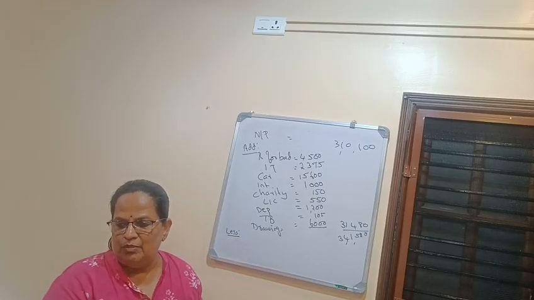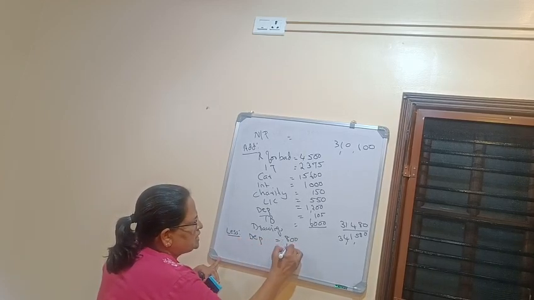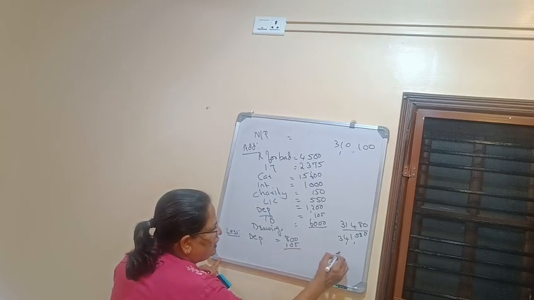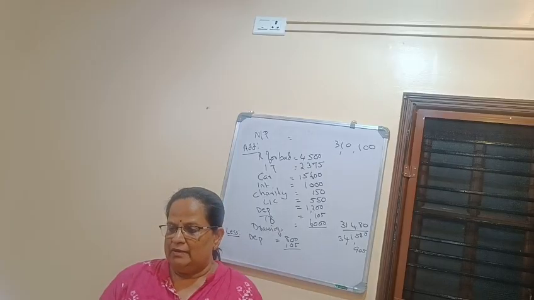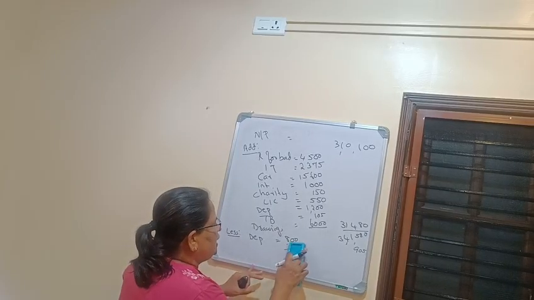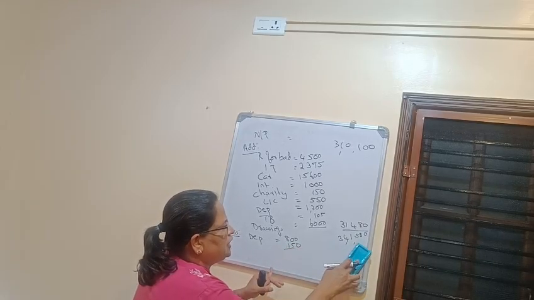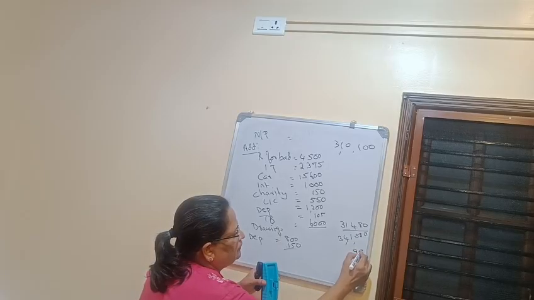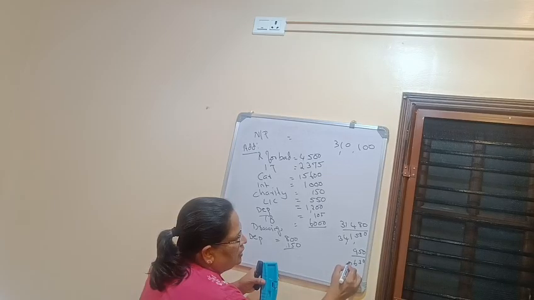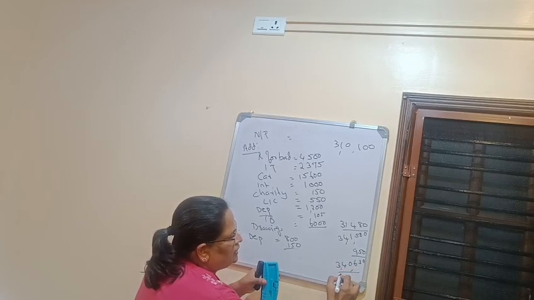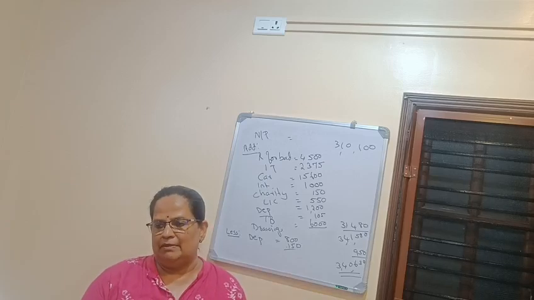Less expenses which are allowed but not debited. One is depreciation for building and depreciation for furniture: 800 and 150. So 950 you have to reduce. So 3,40,630 is the taxable business income.